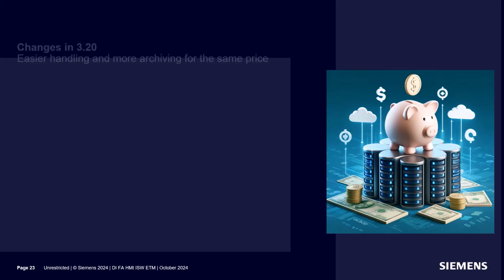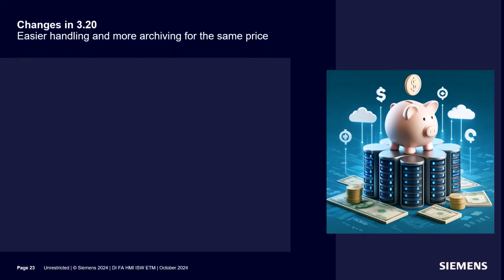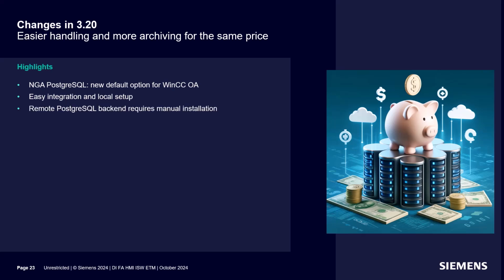What's new in WinCC OA 3.20? Version 3.20 introduces several improvements to make archiving easier and more cost-effective. Here are the highlights. NGA PostgreSQL will be the new default option for WinCC OA, with an installation toolchain that simplifies integration and local setup. Remote PostgreSQL backend needs to be installed manually. Local InfluxDB backend can be automatically installed. MS SQL still needs to be set up manually in any location.